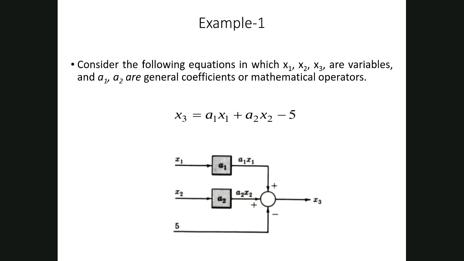Right? So look at it now. X1 going in, A1 here, we have A1 times x1. X2 going to A2, so at the output here is going to be A2 times x2. And then 5 goes in here. But we know that, again, this is still the same thing. X3 is the summation of these three signals.